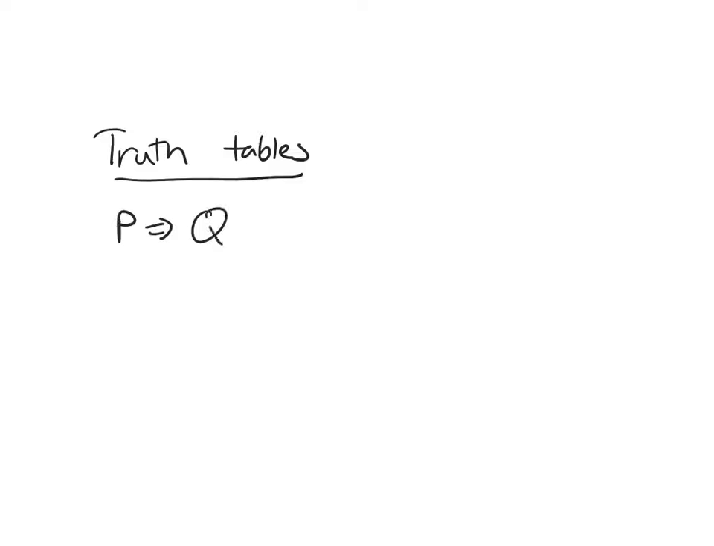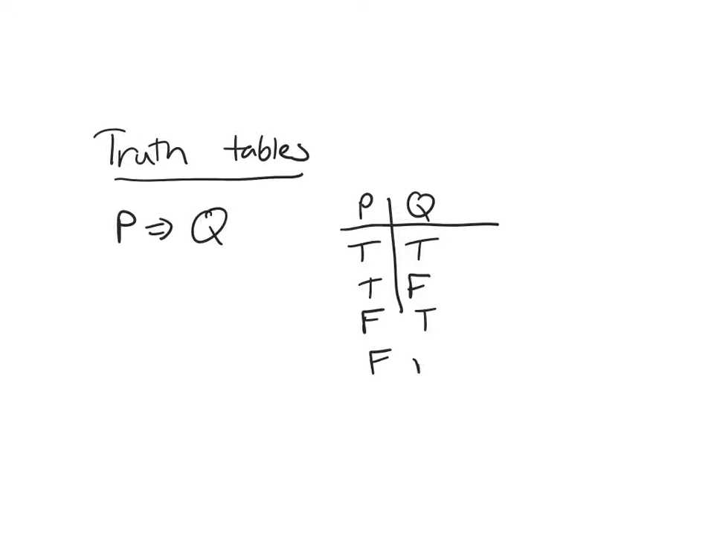Now let's look at some truth tables. So let's write down the truth table for the conditional statement, if P then Q. Here I have two statement variables, P and Q, so my truth table will have 4 rows. Now I'm ready for my conditional column.